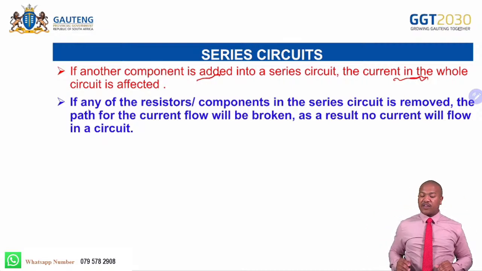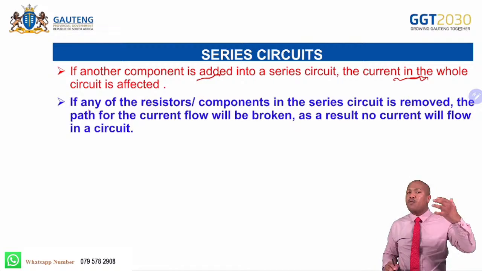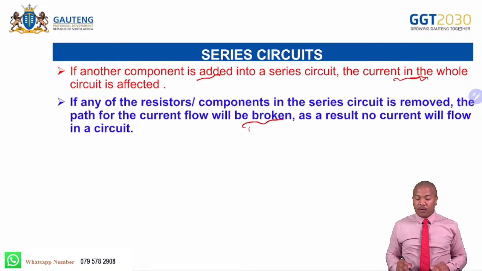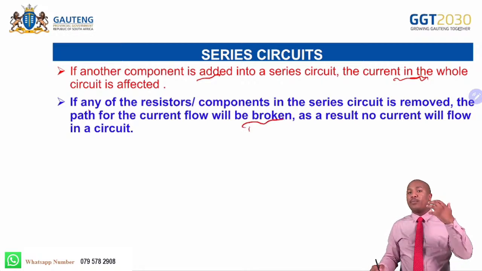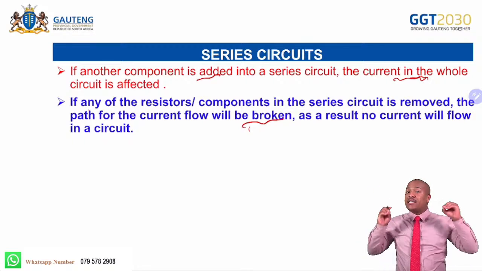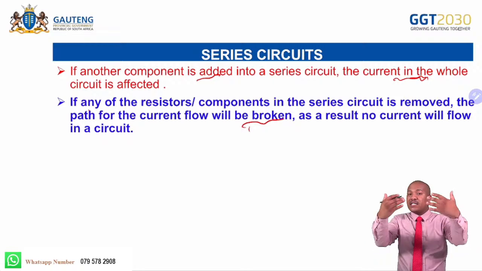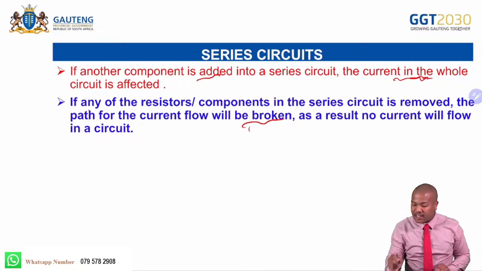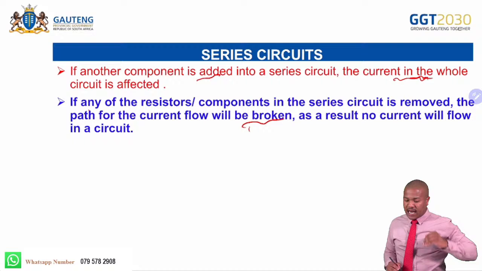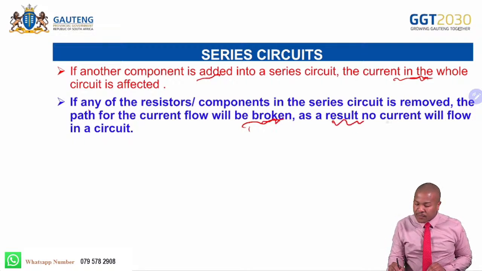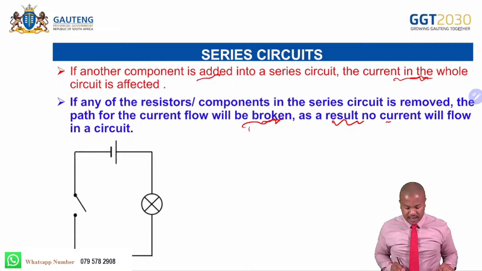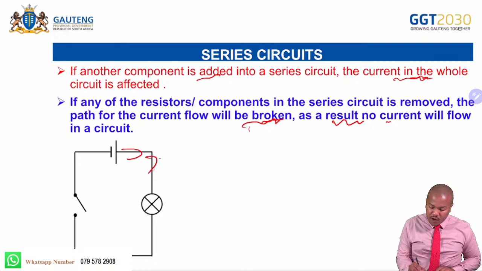So if any of the resistors or components in the series is removed as well, what is going to happen? The path for the current will be broken, meaning that there will be no flow. So now note this. If you add more resistors on that series circuit, it is going to be affected, and if you remove one as well, it is going to be affected. And in that case, the current will not flow in the circuit. This is what I'm talking about here. You have current flowing here.